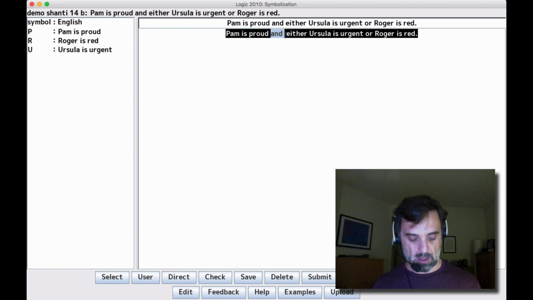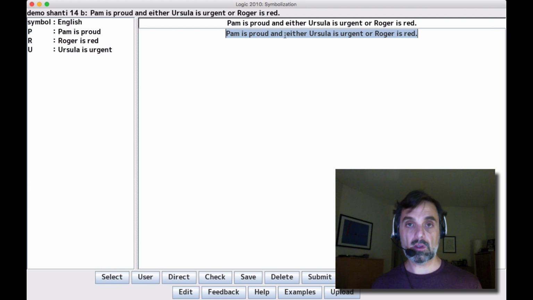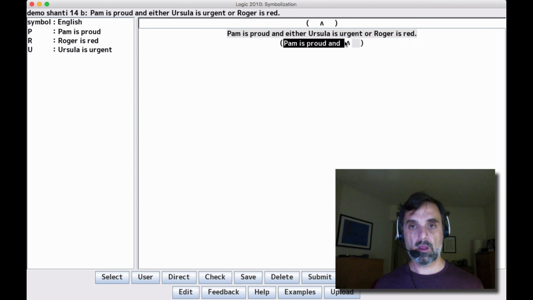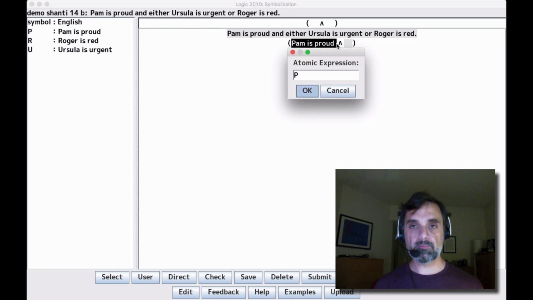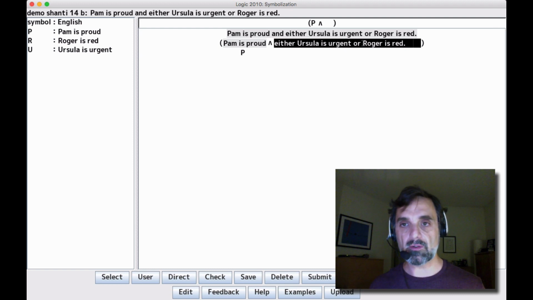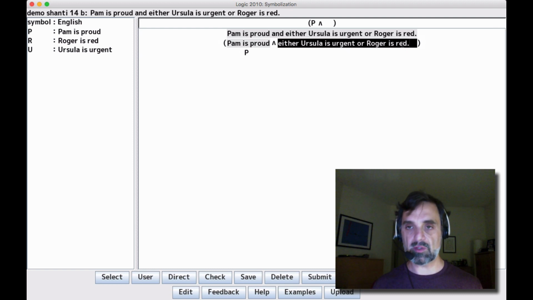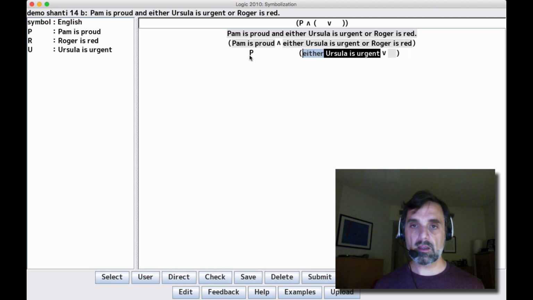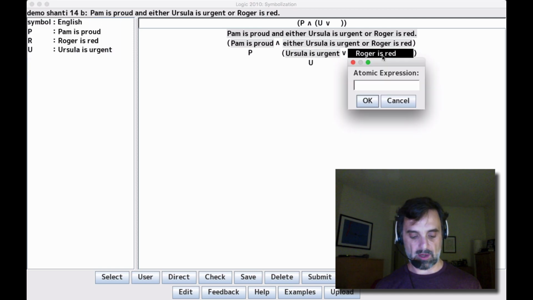So we'll say conjunction, and we'll go ahead and say that's P, and we'll pop this in over here. Let's get rid of that period, which is not a big deal, but now this is an or, and let's get rid of the or. Let's copy the Roger is red, get rid of the either. That's U. We can put Roger is red over here, and that's R.